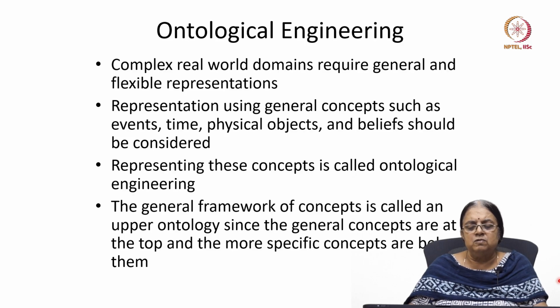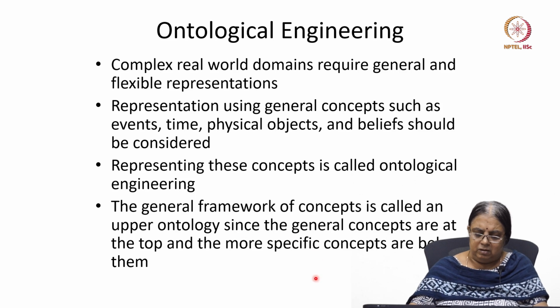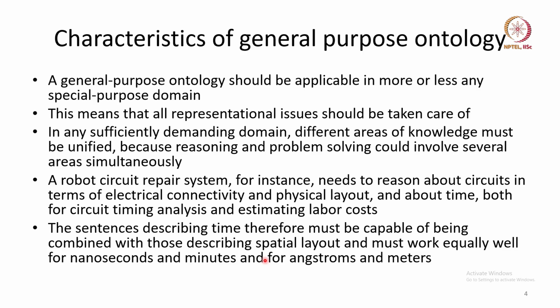So this is what is known as the ontological engineering. What are the different concepts we need to use? So in this place you have what is called the upper ontology, which is given over here. You can see each link indicates that the lower concept is a specialization of the upper one. So this is what is called the upper ontology of the world. So you have anything, then you come down, etc. Okay. So what we need is something like a general purpose ontology in many cases.